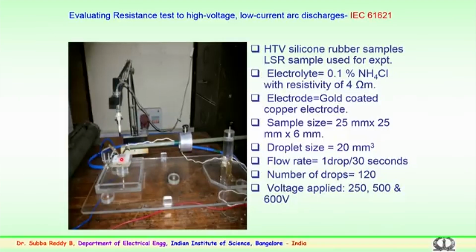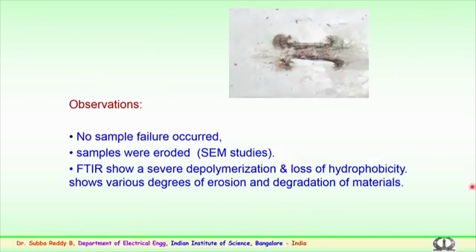One drop on the sample every 30 seconds was done, and for the number of drops, again, the standard specifies the values. We have studied the effect for various conditions, depending on how the number of droplets increases and how the degradation happens, for various voltages: 250, 500 and 600 volts. Experiments were conducted and various samples were evaluated, both high temperature vulcanized silicon rubber and also the liquid silicon rubber samples.